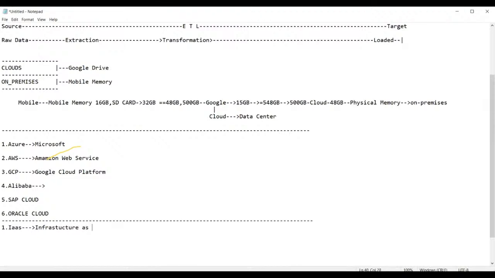Infrastructure as a service. And then you have what's that? PaaS. PaaS stands for what, guys? Platform as a service. Then, guys, third one is SaaS. SaaS stands for what, guys? Software as a service.